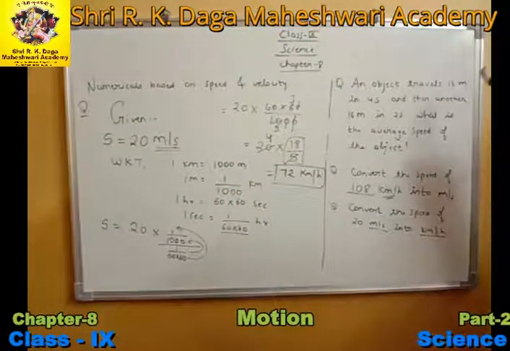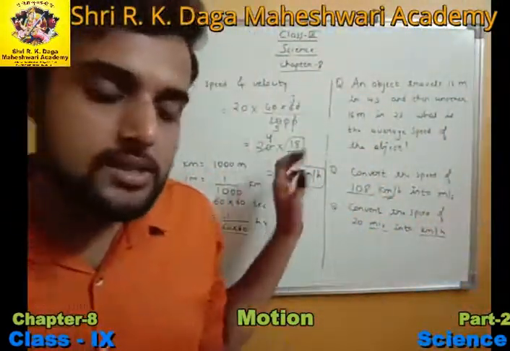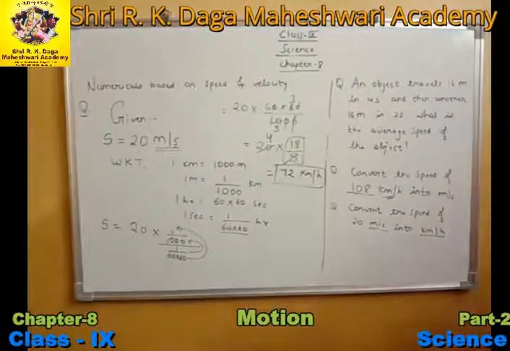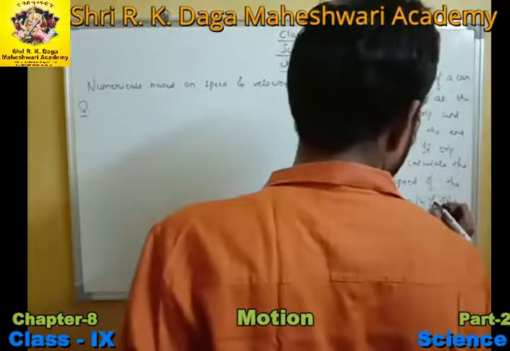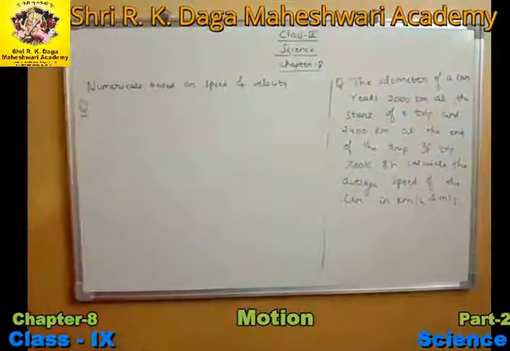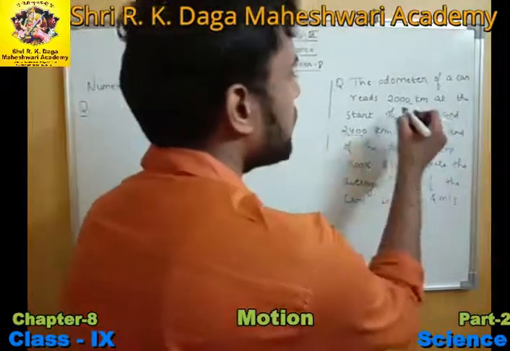So we have discussed 3 numericals. Now we will discuss some more numericals based on speed and velocity. The question is given to you. As we can see, the odometer of a car reads 2000 km at the start of the trip and 2400 km at the end of the trip.